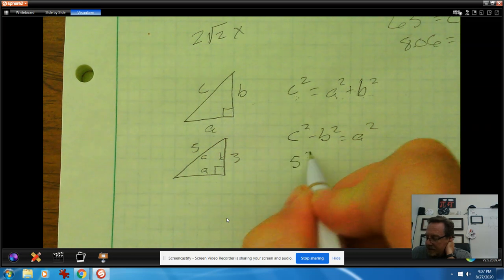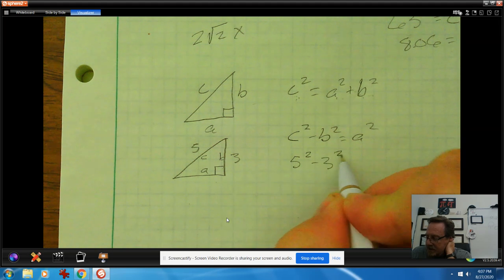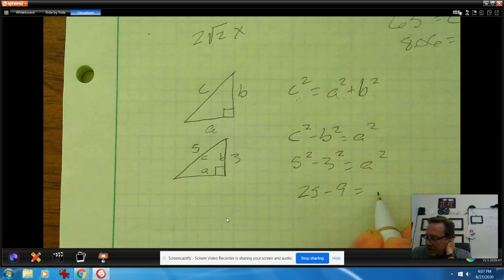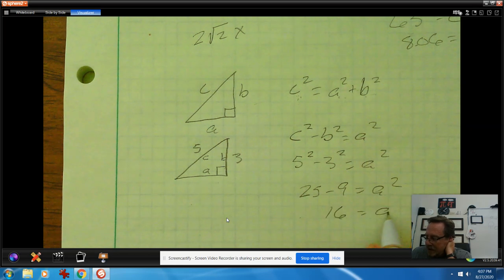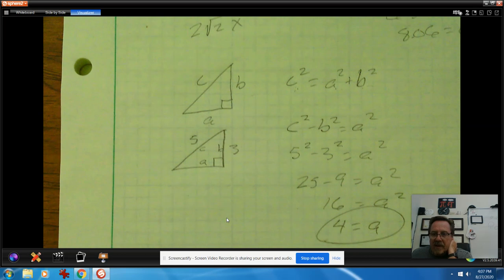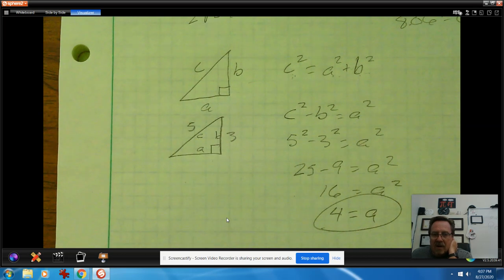We're going to have 5 squared minus 3 squared will give us our a squared, and that's 25 minus 9. 25 minus 9 is 16 for our a squared, and then if we take the square root of 16, we'll find out that our a is 4. So that's how we'd find one of the legs if we knew the hypotenuse and the other leg. That maybe would help you get some of the problems on the worksheet for today, if you've gotten stuck on those.